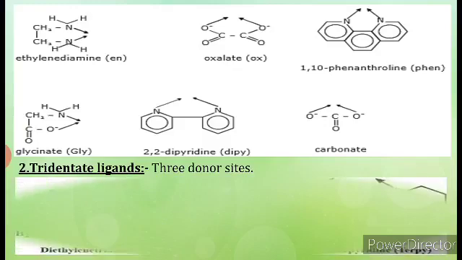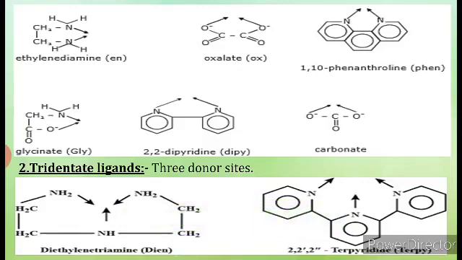So these are the two examples of tridentate ligand. Diethylene triamine is abbreviated as dien, and 2,2',2'' terpyridine is also abbreviated as terpy. It is an example of tridentate ligand. Now I told you maximum 6 donor sites means hexadentate ligand, polydentate ligands are seen up to hexadentate ligand.